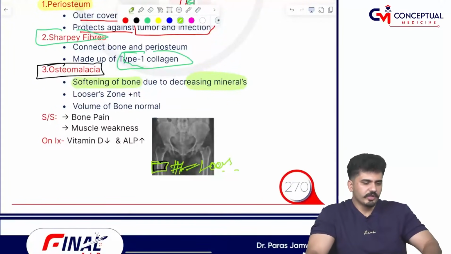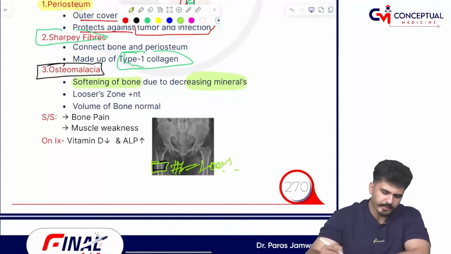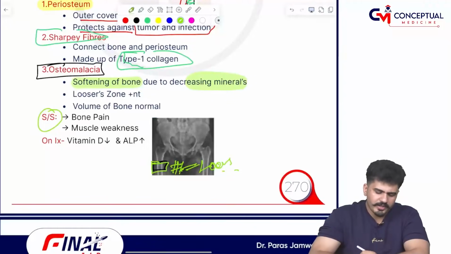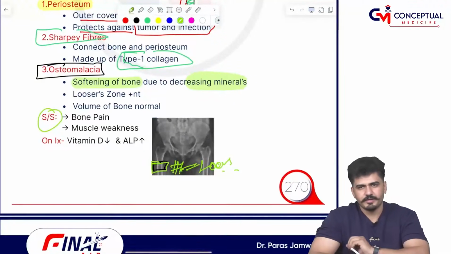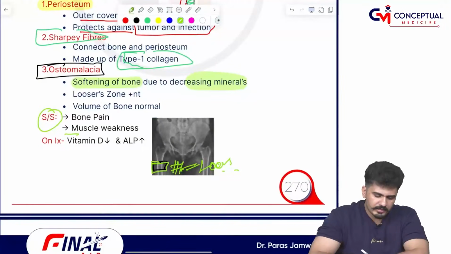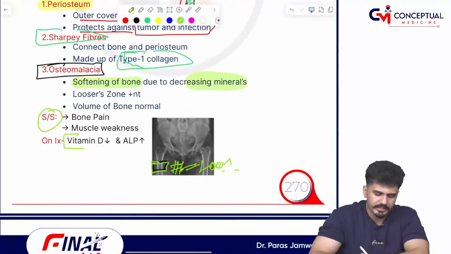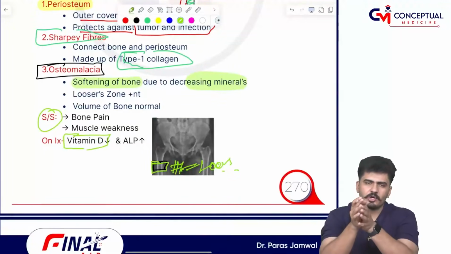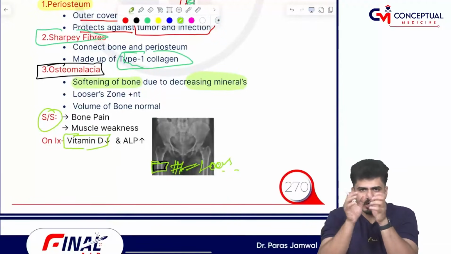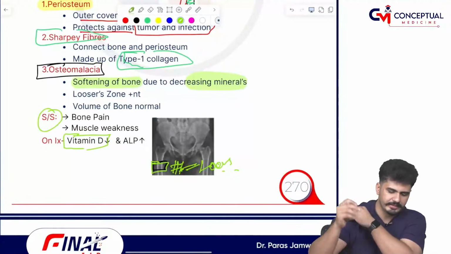Looser's zone. Done, sir? Now, signs and symptoms like bone pain and muscle weakness, the patient is going to tell you. On examination, you will see alkaline phosphatase levels are high. Always remember, vitamin D is low and bone demineralization is happening. Alkaline phosphatase means osteoclastic activity is going on, bone resorption is going on more. Bone resorption means the bone is breaking down, so your serum calcium level will also be high in this, sir.